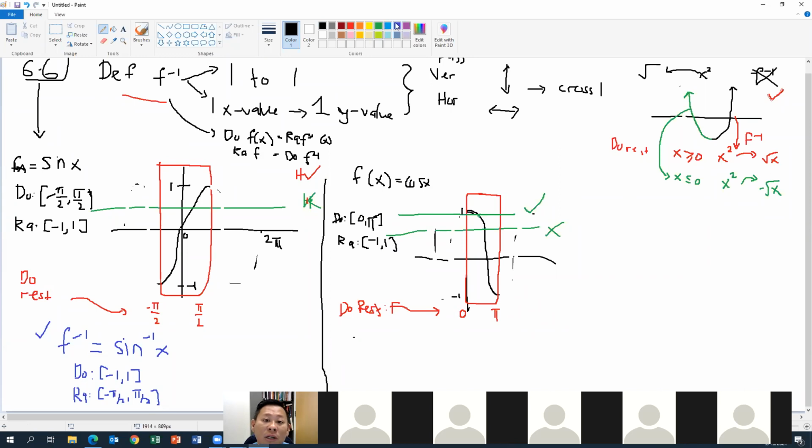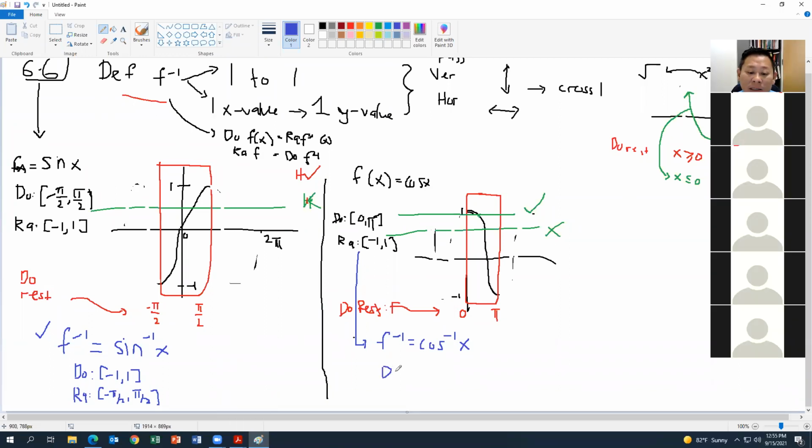If you restrict to this domain, then your cosine graph will have what we call the inverse function, which is the inverse cosine, cos^-1(x). Same thing as what we did with sine. What happens to the domain and range in this case is the flip of the original one. The domain is the same as the original range, which is -1 to 1, and your range is the same as the original domain, which is from 0 to pi. So this is the cosine graph and the inverse cosine graph.